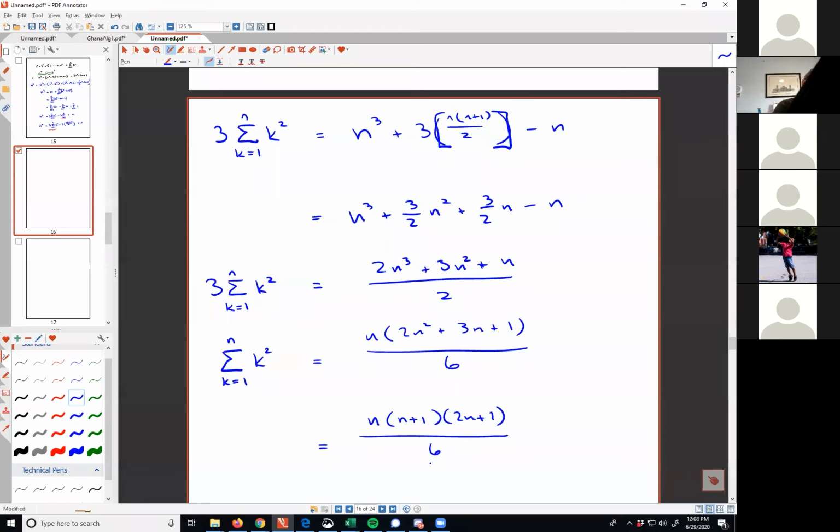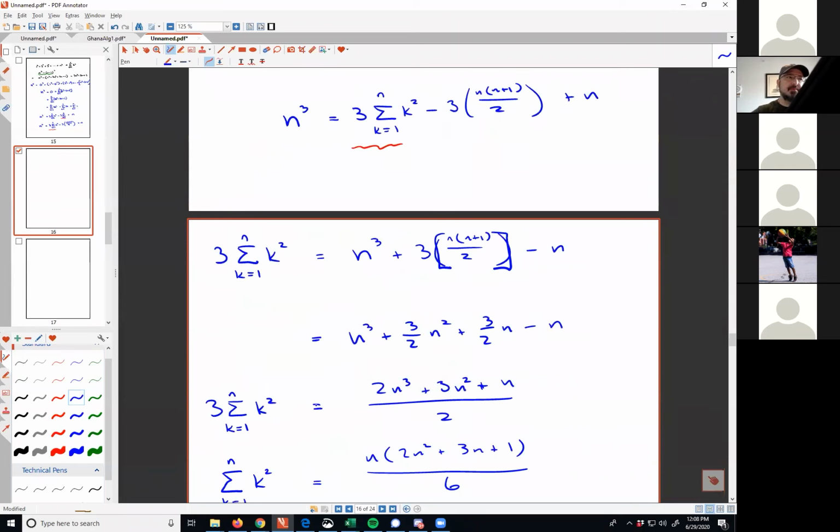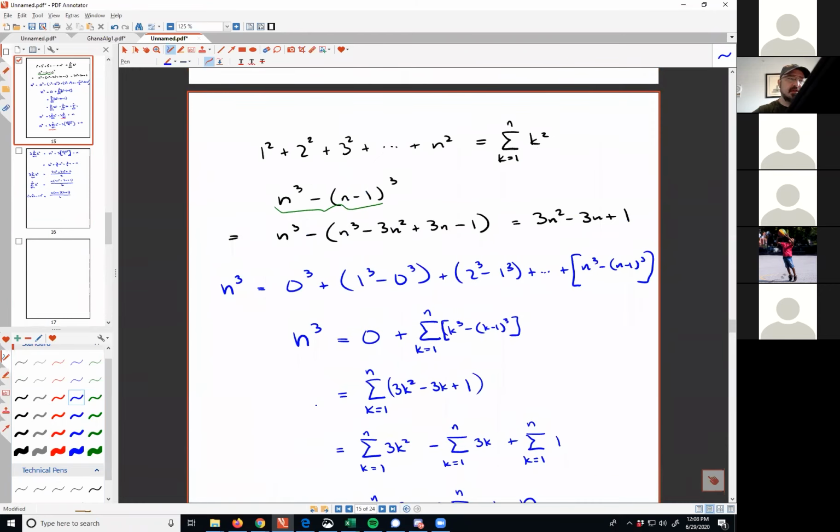This right here is a formula for the sum of the first n positive squares. And we did it by constructing, going 1 degree up with polynomials, and constructing a series out of differences to intentionally untelescope n cubed into a bunch of quadratic terms.